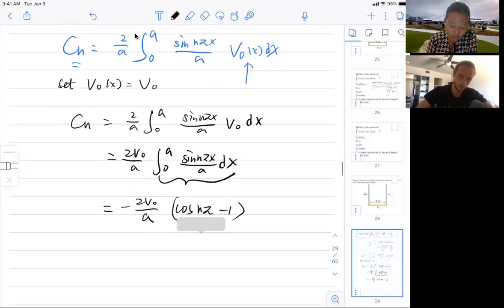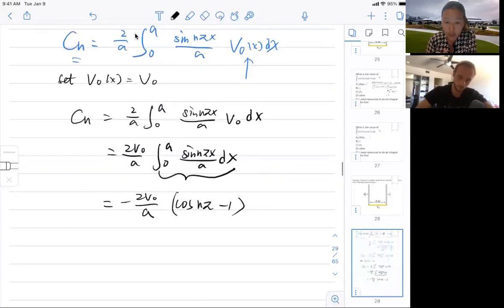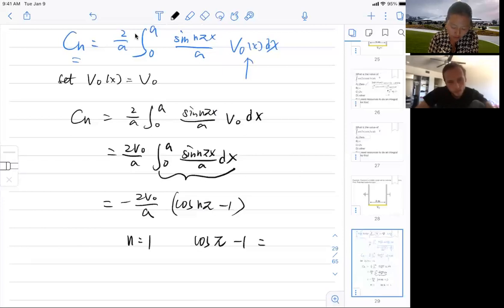And you can see that for different n's, now things become a little bit more interesting because for n equal to 1, cosine of pi minus 1, okay, n equals 1, 2, 3, and so on and so on.